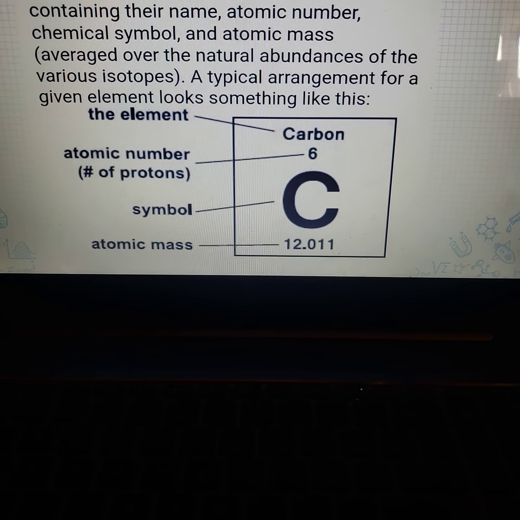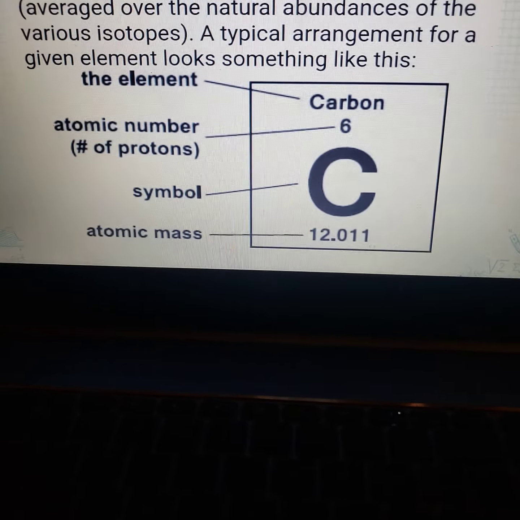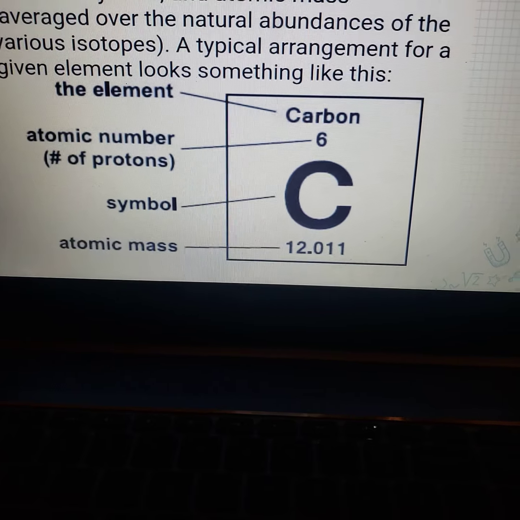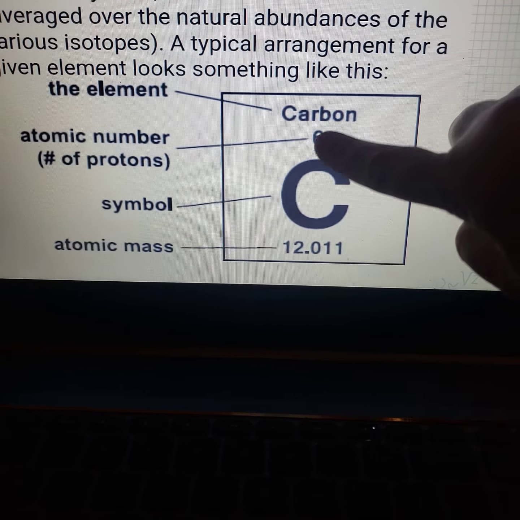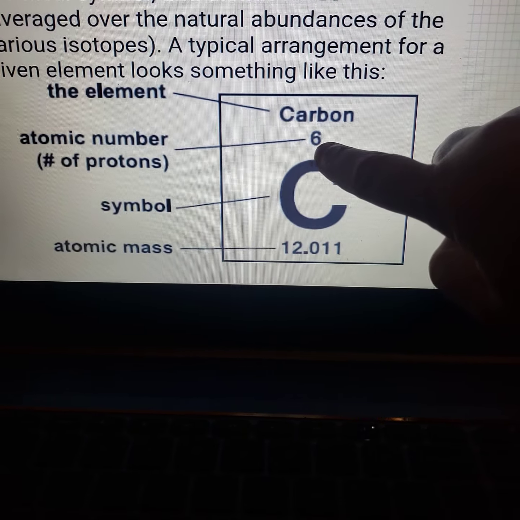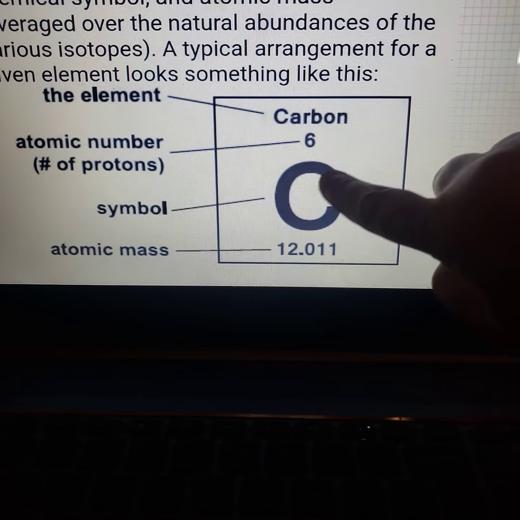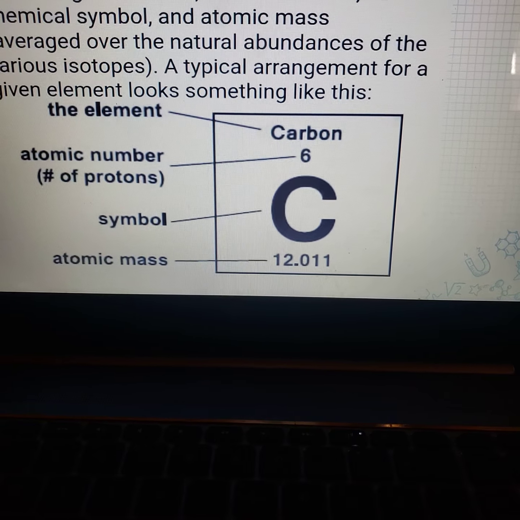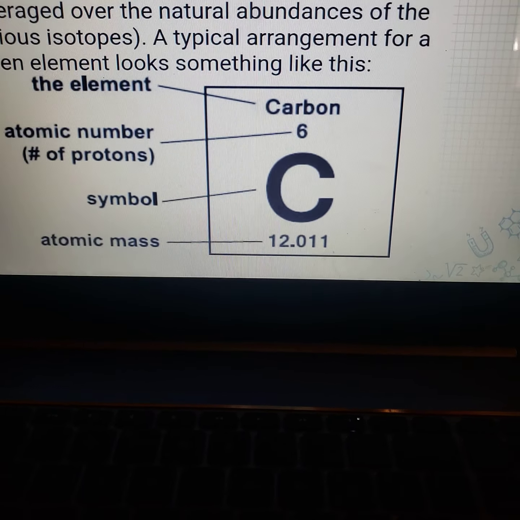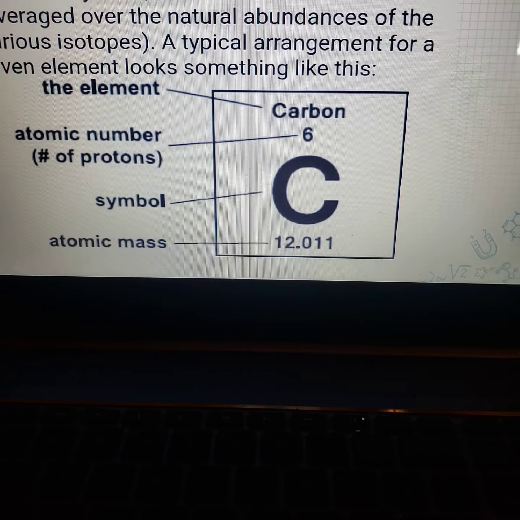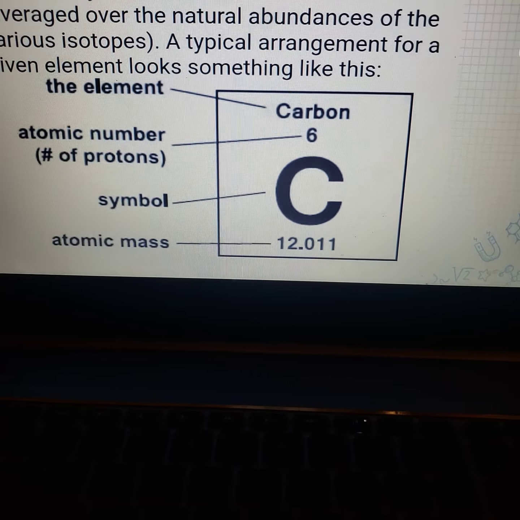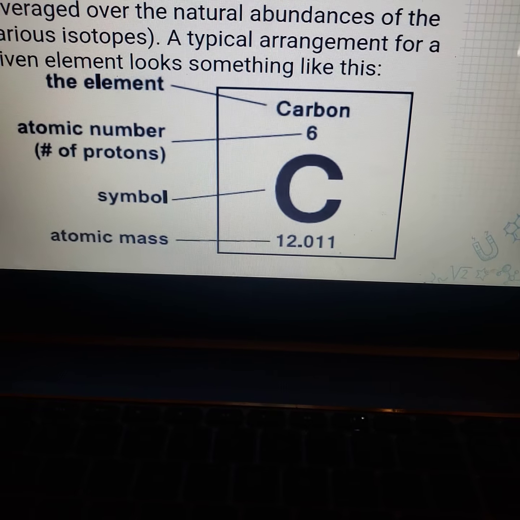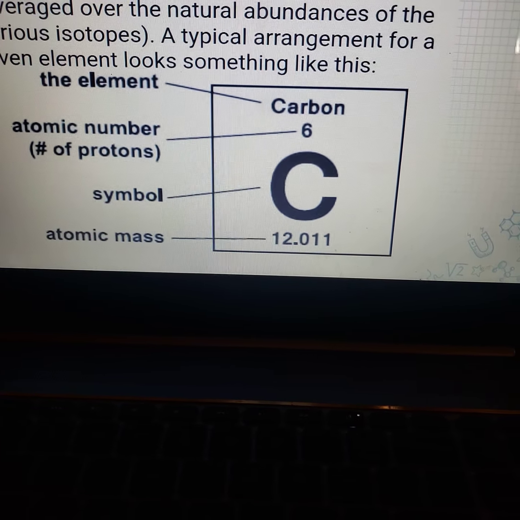A typical arrangement for any given square on the periodic table looks like this. So you have the element name right here. Then you have the atomic number. Now this number tells us how many protons are in each element. The whole table is arranged according to the number of protons. So carbon is number 6 because it has 6 protons. And hydrogen is number 1 because it only has 1 proton.